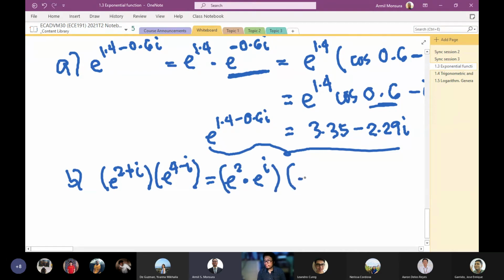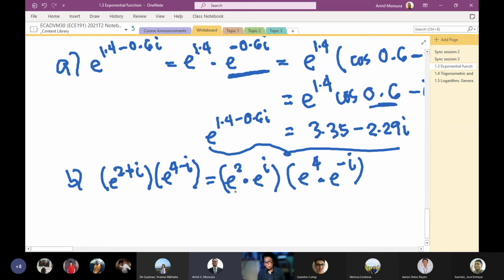We'll multiply that with E raised to 4 times E raised to negative I. Now, since all of these are multiplied, that is basically E raised to 2 times E raised to I times E raised to 4 times E raised to negative I.